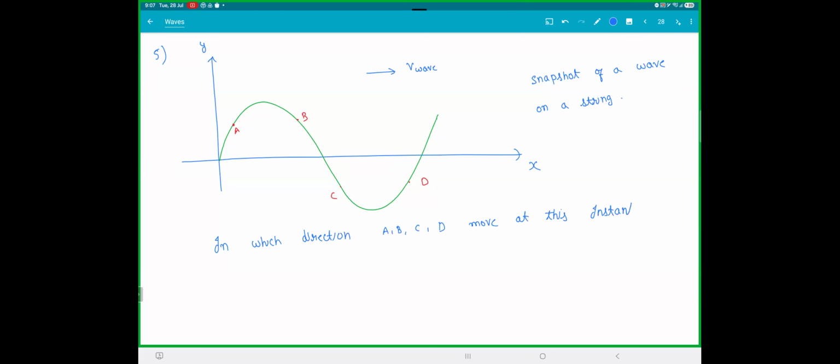Another decent question, not too tough, but you have to think about it. Is the question clear? So this is a wave on a string. You took a photograph. At this moment, how are actually A, B, C, D moving? What is the direction of velocity of A, B, C, D? You can go mathematically, or you can even visualize this. Let me show you both.